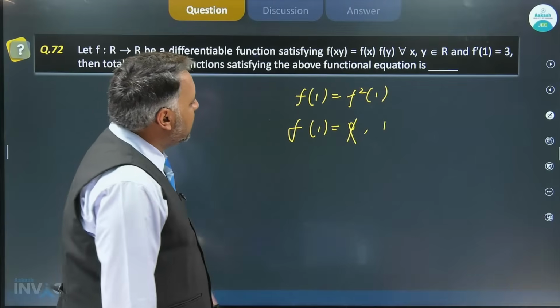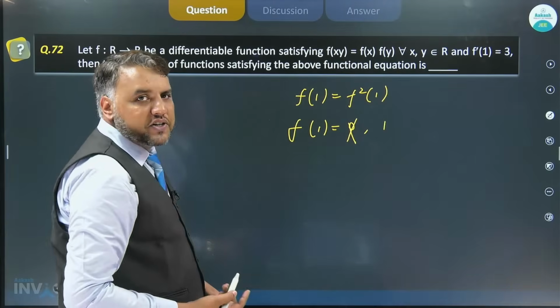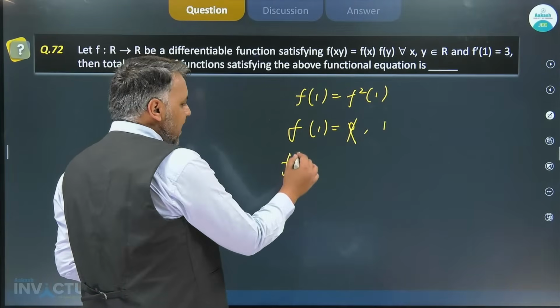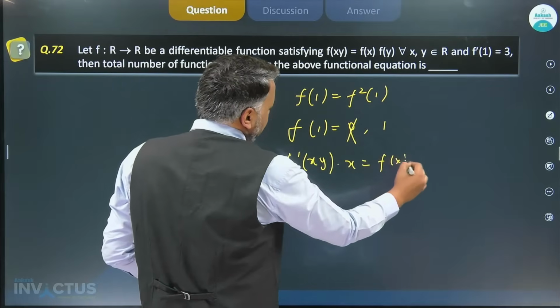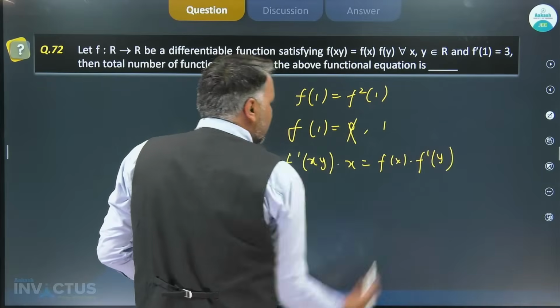So f1 is 1. Now with respect to y, we can partially differentiate this equation. So this will be f dash of xy into x is equal to f(x) into f dash y. Now put y is equal to 1.